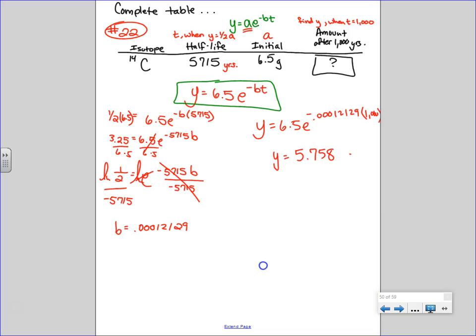Grams. So it didn't quite get to half, huh? But do you see how my logic kind of helped? Because it was 6.5, and it takes 5,715 years to reach 3.25. It must be something in between, closer to 6. Well, 5.7 something. That's closer to 6. It makes sense.